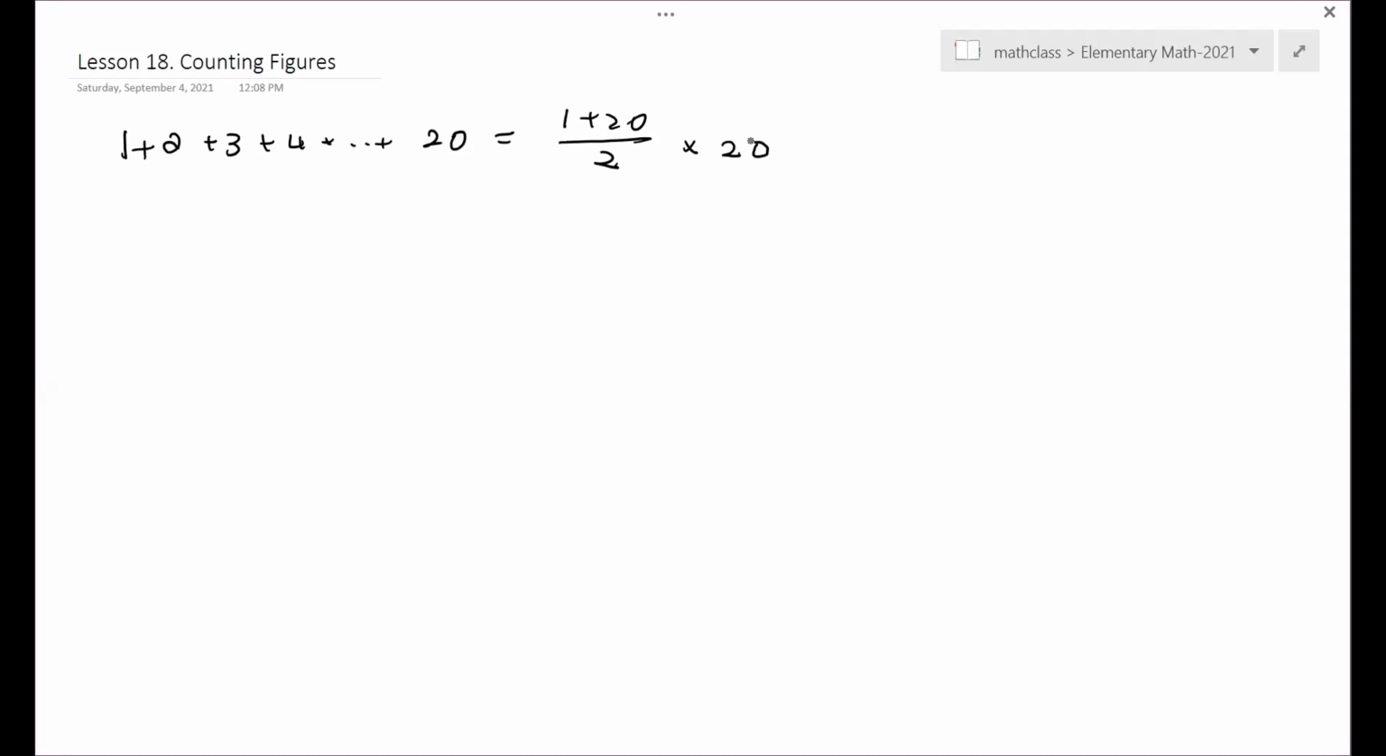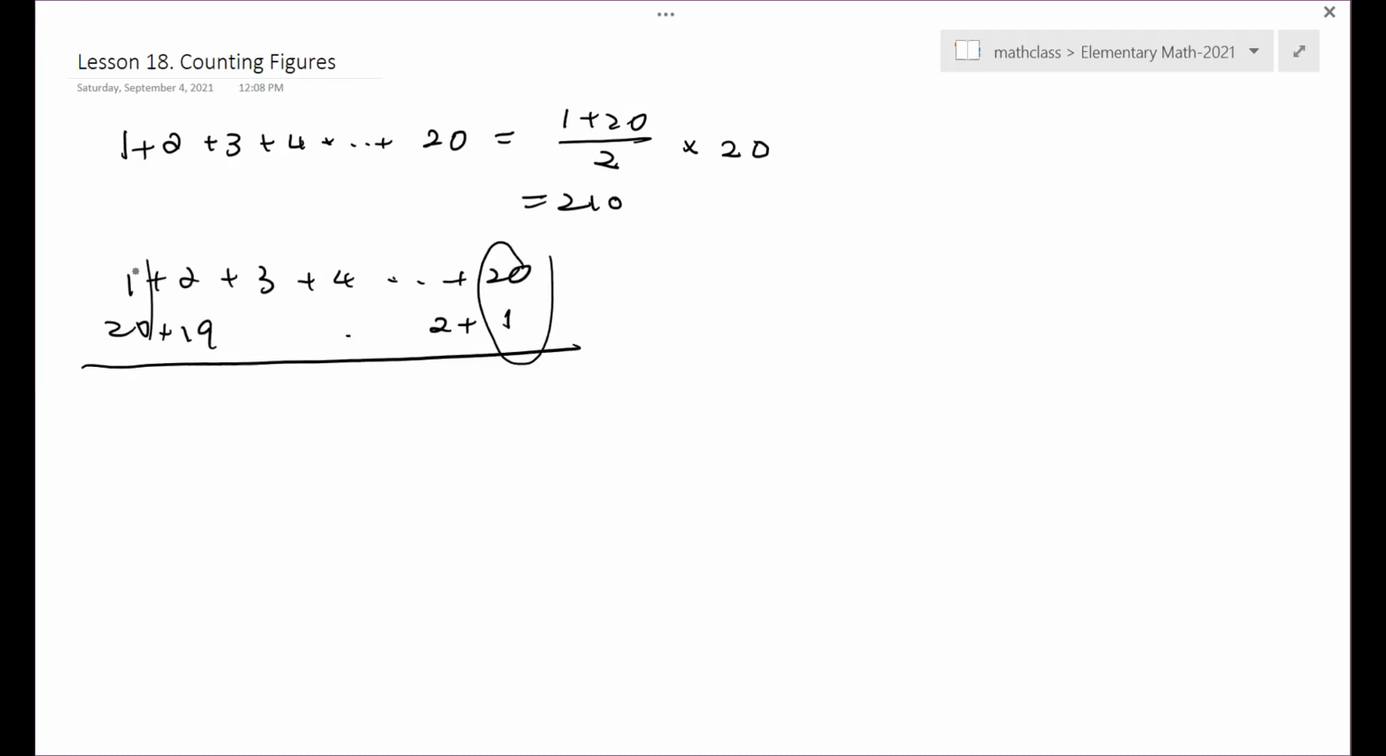So you can say it has 21, and 20 divided by 2 is 10, so it's 210. The reason it's 1 plus 20 divided by 2 is because if you want to find the sum of those 20 terms, you double it. You make a U-turn here, all the way to 19 and 20. Then you add them together on the vertical line, see? Every time you get the same sum, 20 plus 1. This is where the 21 comes from: 1 plus 20.